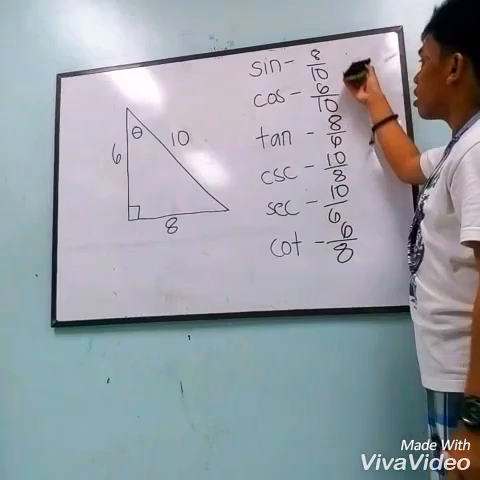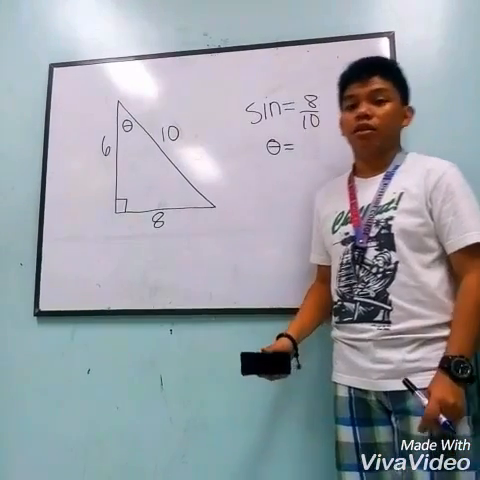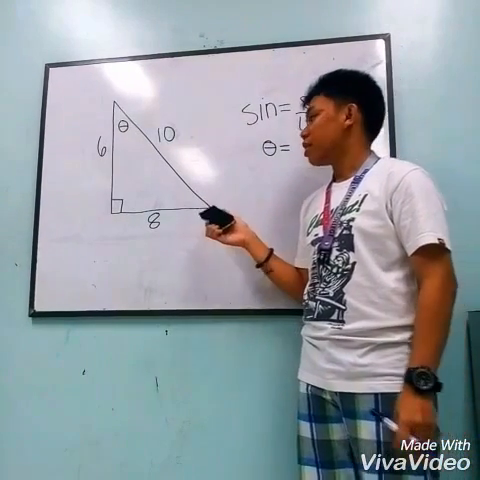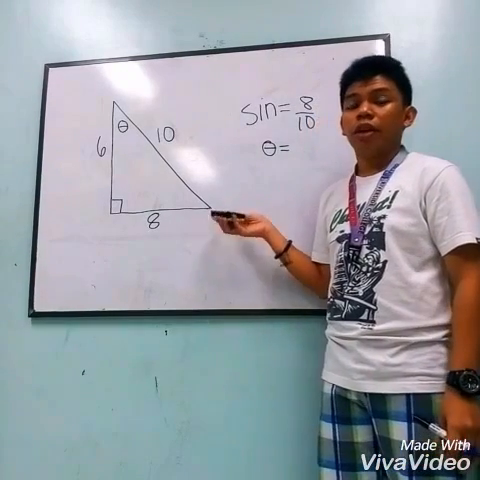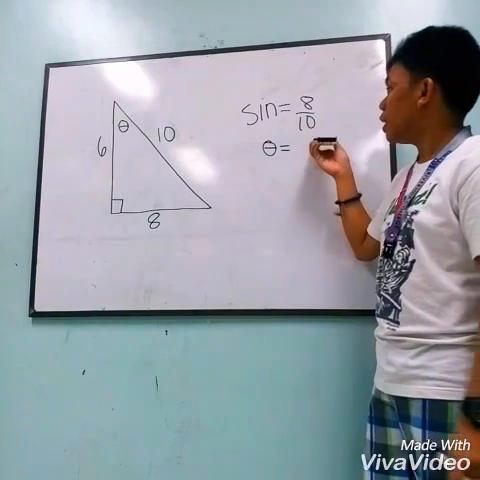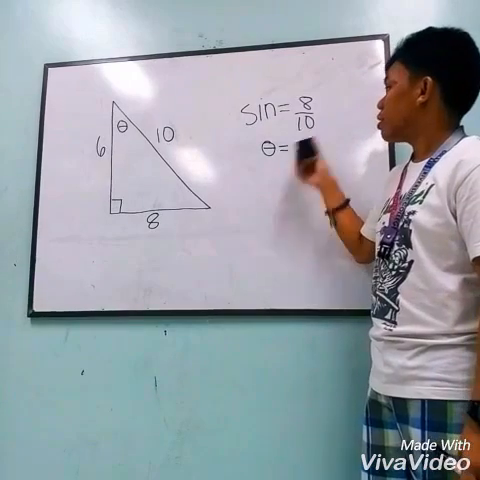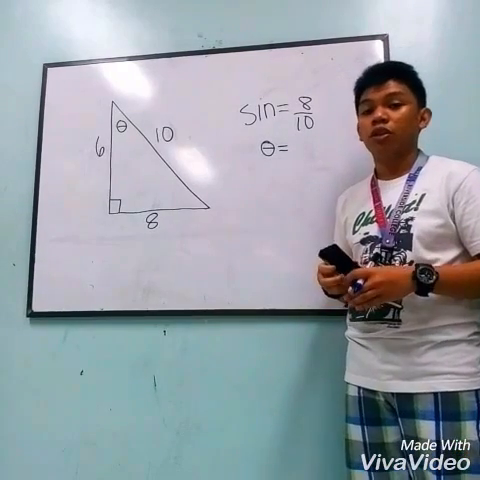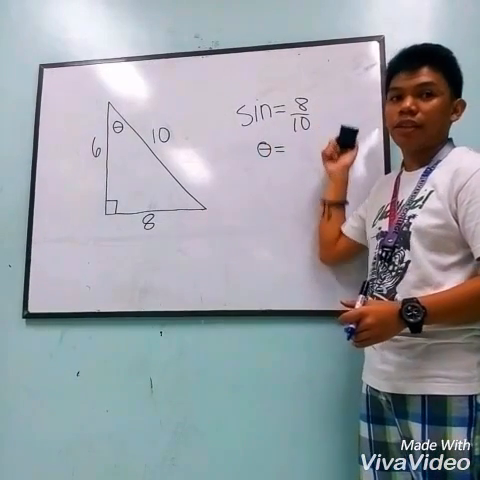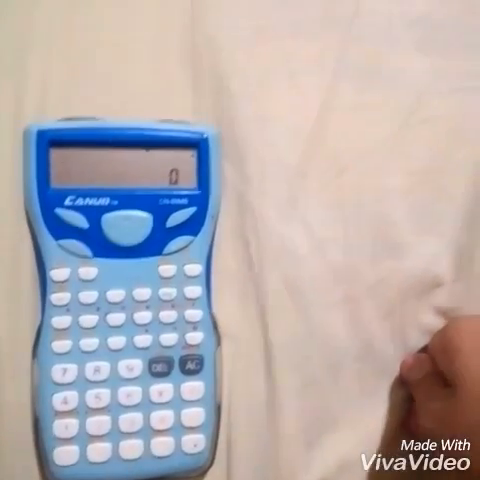So these are our six trigonometric functions in this triangle. So lastly guys, we are solving the theta of this triangle. For solving the theta for this triangle, we are using sine is equal to 8 over 10. But how do we get the value of the inverse sine of 8 over 10? In this video, we will teach you how to use the scientific calculator for this. This is the way of getting the inverse sine of 8 over 10 using a calculator.